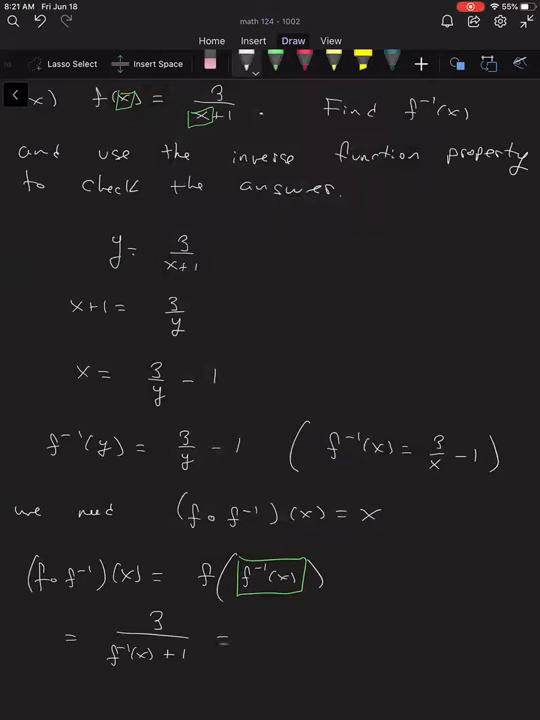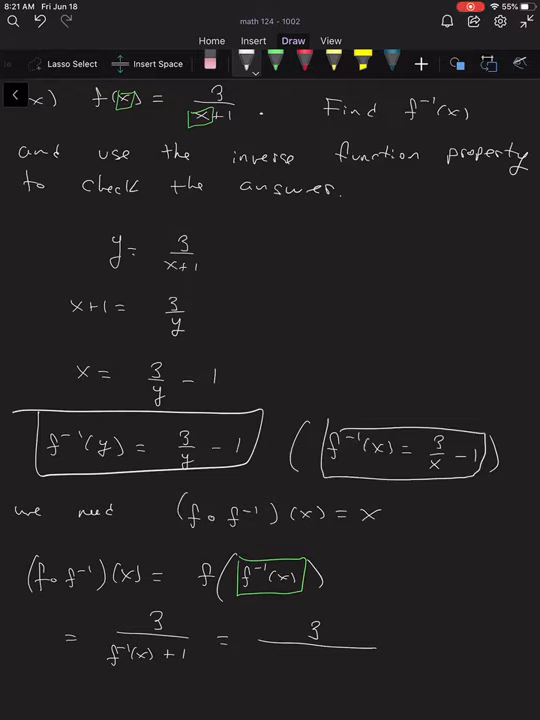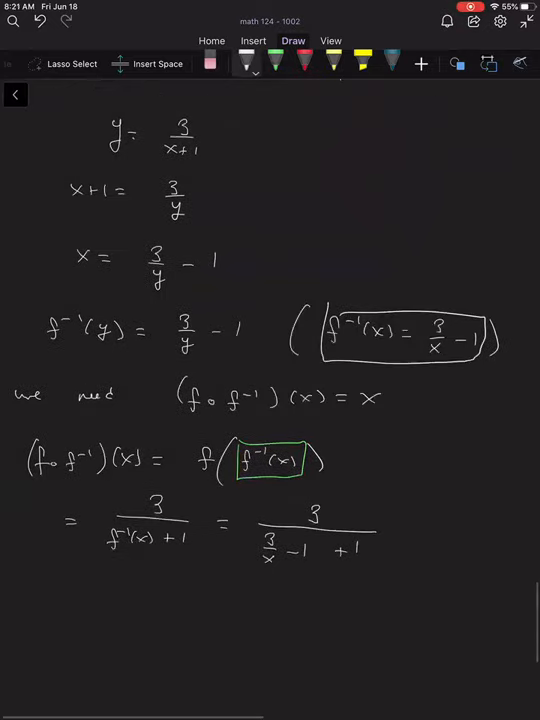Okay, so what is f inverse of x? We calculated it right here. We're using f inverse of x, so let's use this one. That is going to be 3 over x minus 1. So we have 3 over x minus 1, and there's still this plus 1. Now on the bottom we have that plus 1 minus 1, so that goes away. So we have 3 over x.